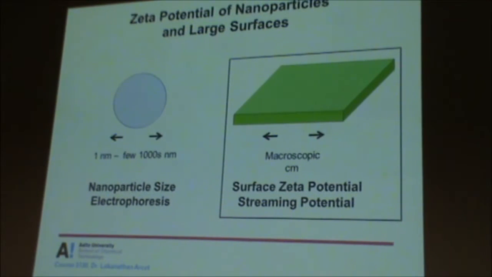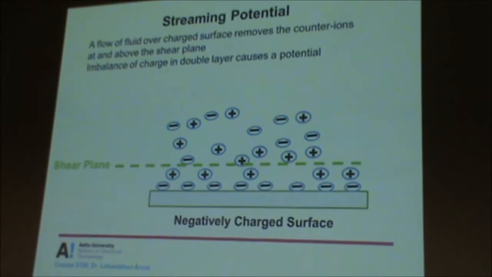Okay, so now we are going to deal with huge surfaces, and for that we use a concept called streaming potential. As I mentioned before, streaming potential is the potential developed as a consequence of the solvent carrying away the counter cations from the surface above the slipping plane. So now you take a negatively charged surface, it attracts the counter cations, and the slipping or shear plane is where, above it, the solvent just slips away.